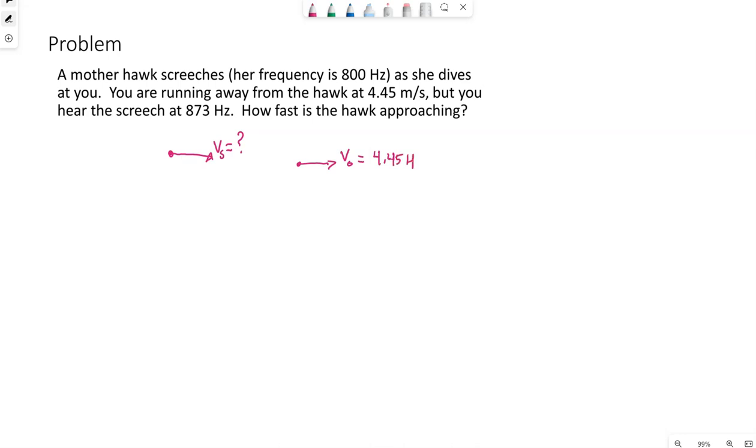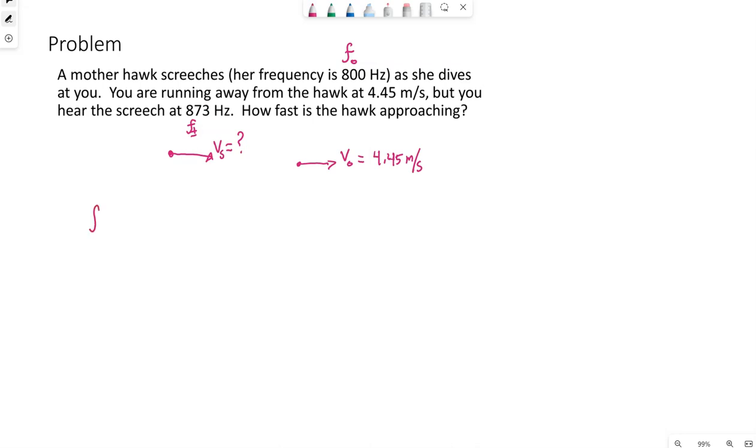4.45 meters per second. The mother hawk's frequency is 800 hertz, so this would be our F naught, the actual frequency being emitted. 873 is what we're hearing, so this would be our F plus minus.